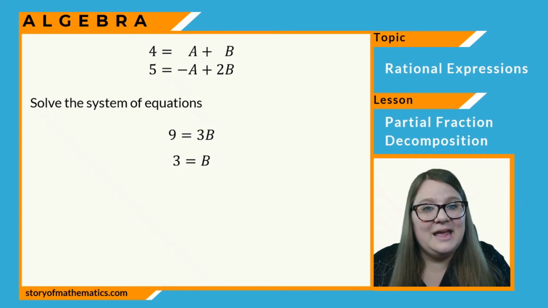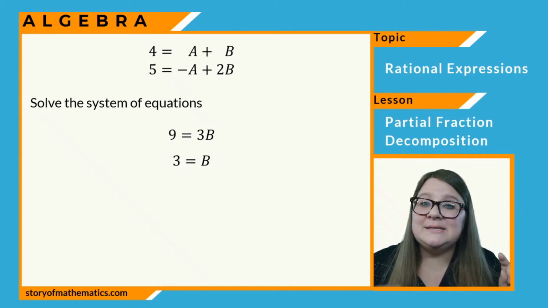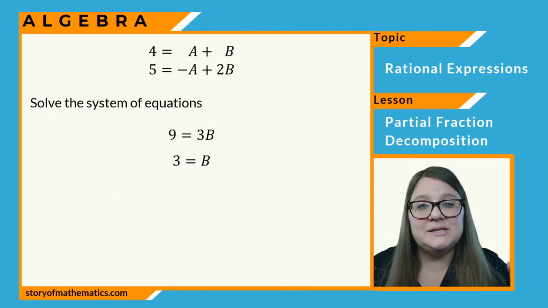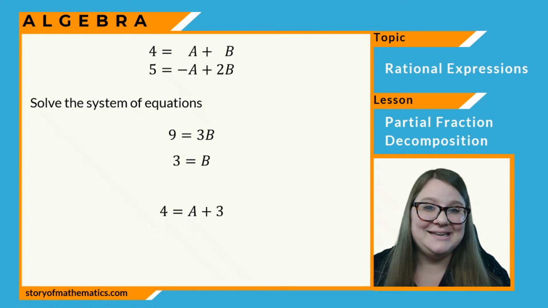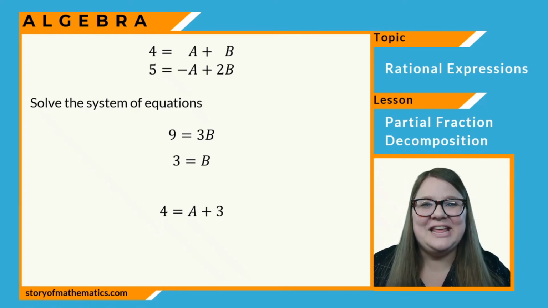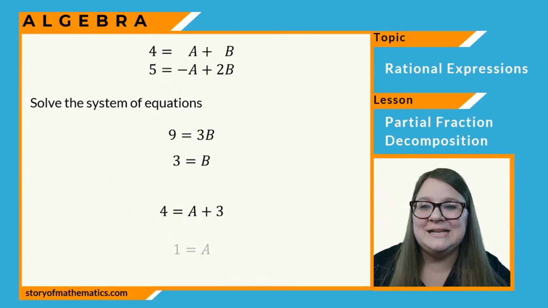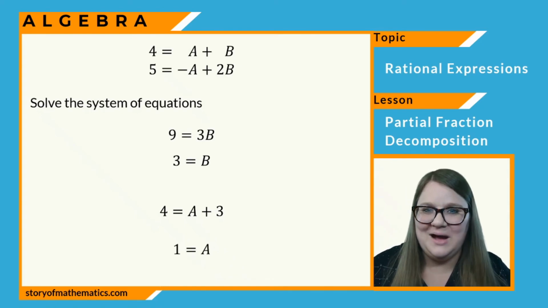Now I just need to find my A value. So what I'm going to do is take that B equals 3 and substitute it into the first equation. So instead of 4 equals A plus B, I'm going to have 4 equals A plus 3. This is pretty easy to solve for A, thankfully. I'm just going to subtract 3 from both sides, and I find that A equals 1.